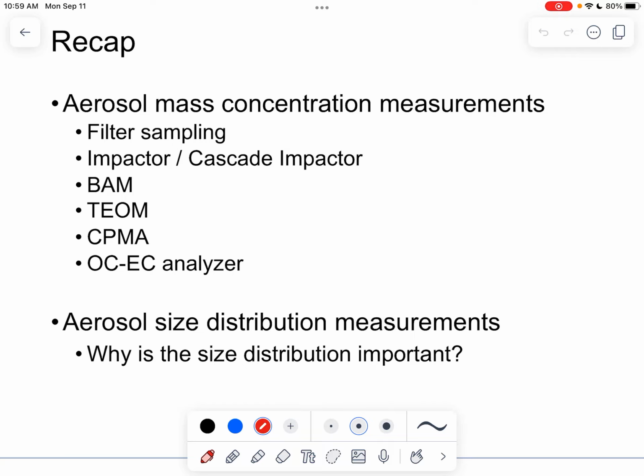So last class, we mainly introduced the methods for aerosol mass concentration measurements. We introduced the filter sampling, the criteria where we select different types of filters, and then we briefly introduced the impactor or cascade impactor for measuring the aerosol mass-based size distributions. We're going to come back to the impactor measurement later on. Then we introduced the beta attenuation monitor, the TEOM, the CPMA, and the OCEC analyzer. So all of these measurements will provide you the mass concentrations of the aerosols.